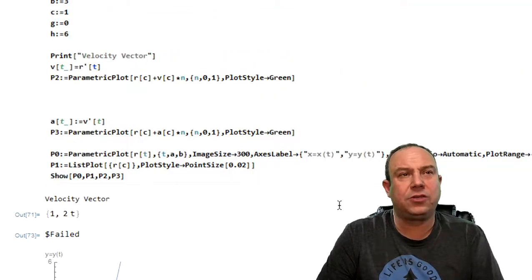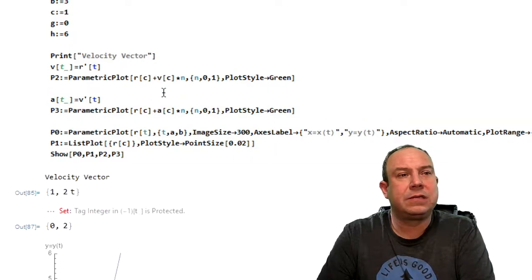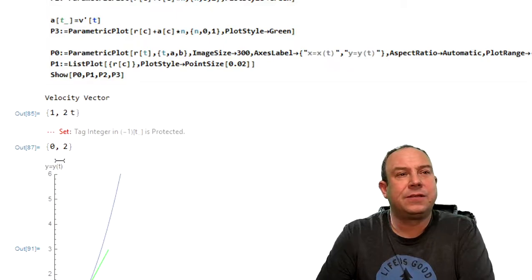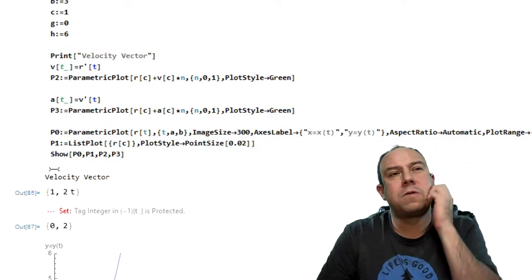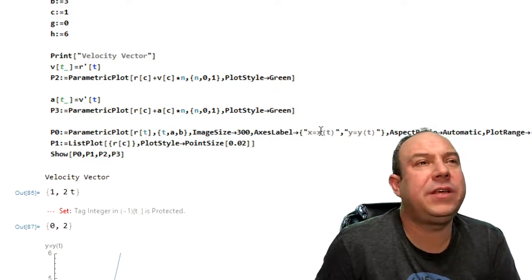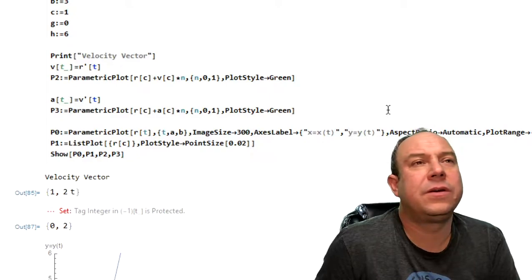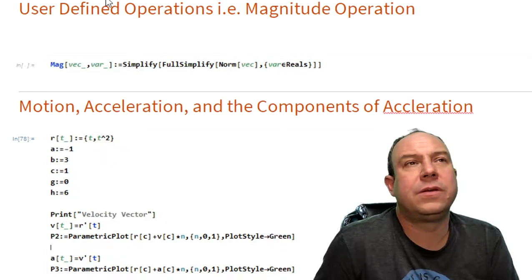Now why aren't you showing up? There's something wrong with this t value in here. So 0, 2, 0, 2. We're doing it as a vector A of c, R of c. Delete all output.